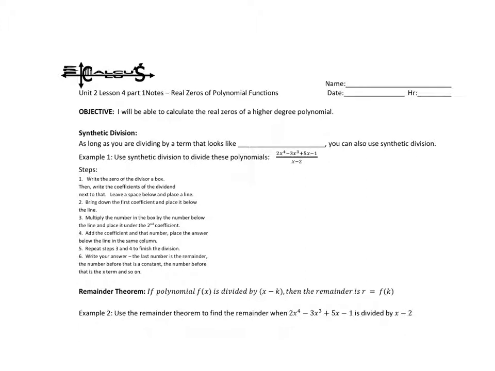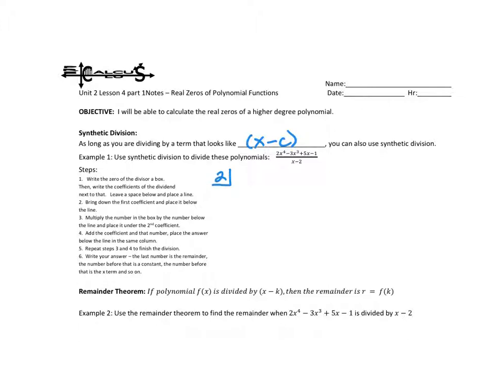So first off, a little review on synthetic division. I'm giving you some steps here, but as long as you are dividing by a term that looks like x minus c, then you can use synthetic division. So what needs to happen here is we're going to divide these. So I need to find the zero of our divisor. So that's going to be 2.